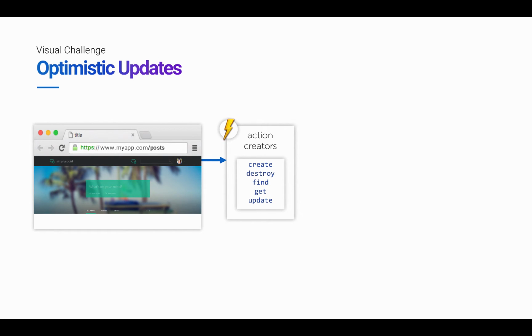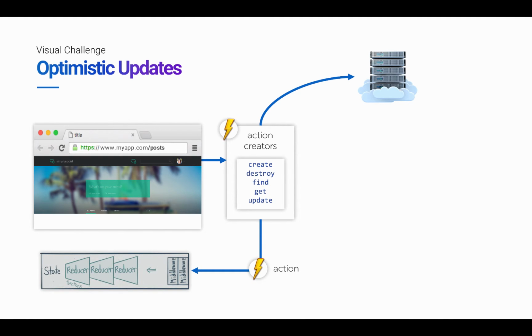So two things just happened. First, a request went out to the API server, and the second is that an action got fired representing the data we currently have available. So let's dive into the store to see what it does with it.